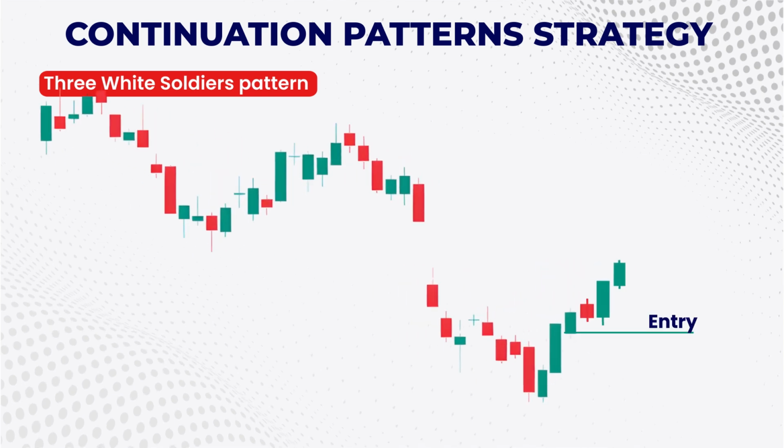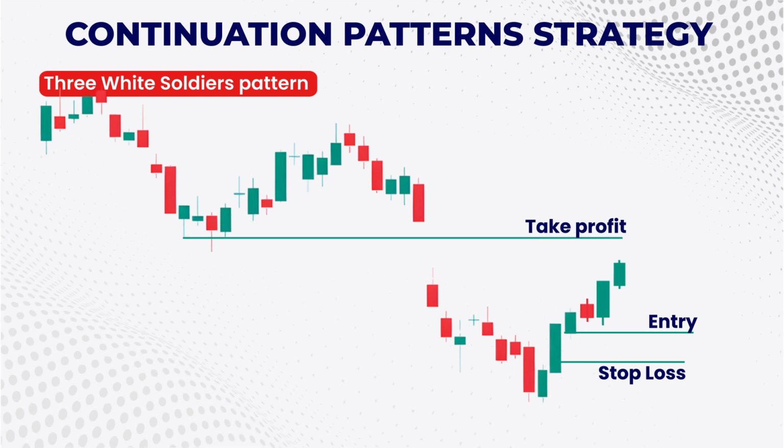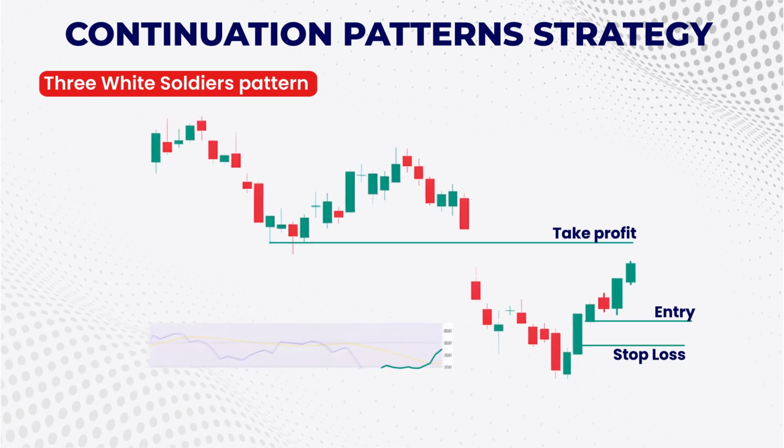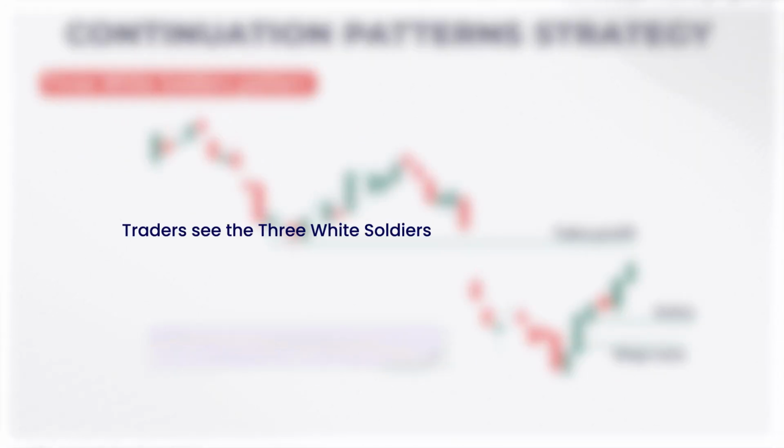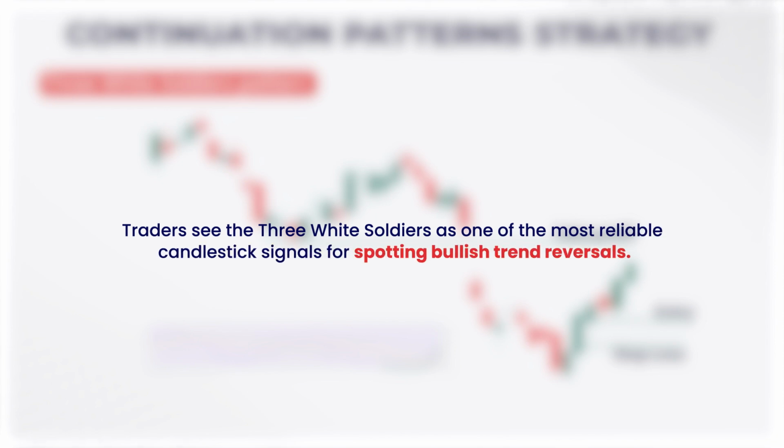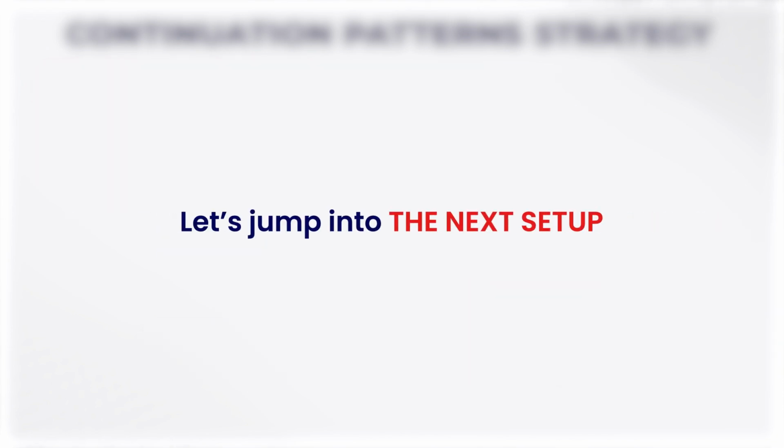The entry point comes after the 3rd soldier, with a stop loss placed just below the pattern. A logical take-profit target would be the next major resistance level. Notice how the RSI also confirms the momentum shift, giving even stronger evidence of a potential trend reversal. Traders see the 3 white soldiers as one of the most reliable candlestick signals for spotting bullish trend reversals. Let's jump into the next setup.